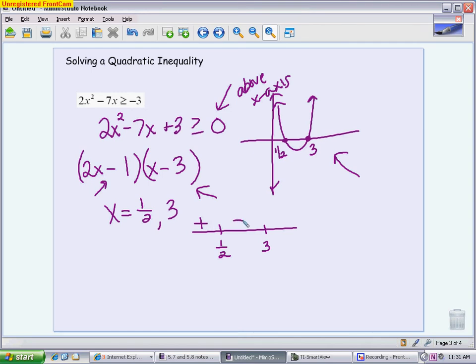Again, I really don't need to do a lot of this work by hand. I know what it looks like. I understand that this parabola goes from above the axis to below the axis to back above the axis.